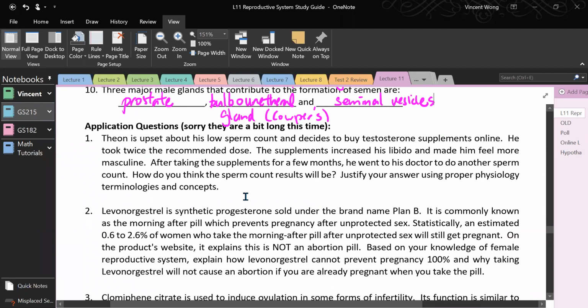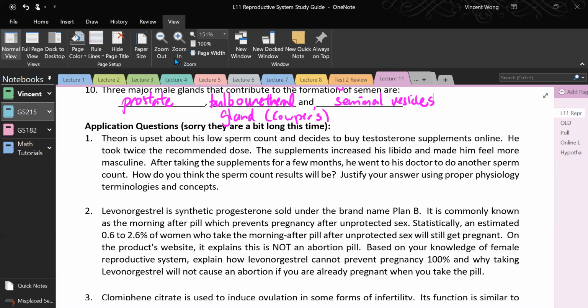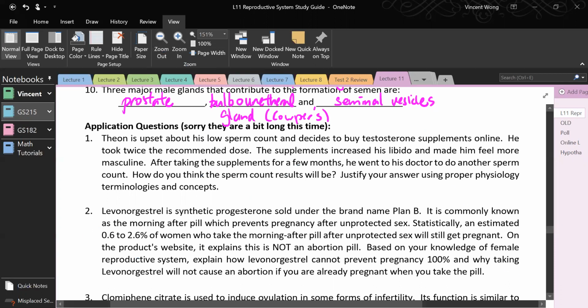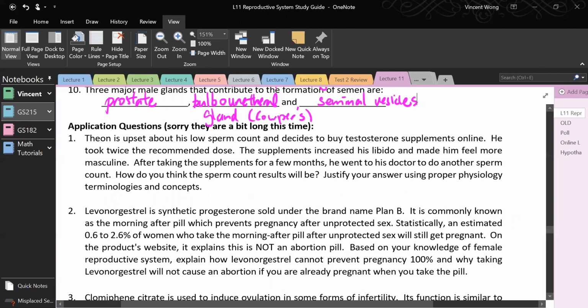Theon is upset about his low sperm count and decides to buy testosterone supplements online. He took twice the recommended dose. The supplements increased his libido and made him feel more masculine. After taking the supplements for a few months, he went to his doctor to do another sperm count. How do you think the sperm count results will be? Justify your answer. What do you think? Do you think he will have normal sperm count, high sperm count, low sperm count? What's going on after he takes a lot of testosterone?